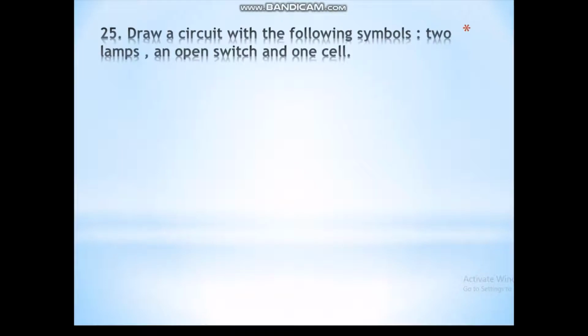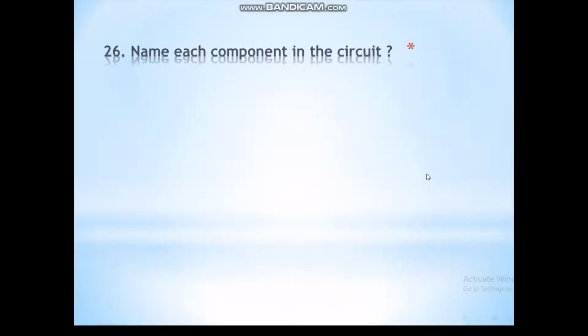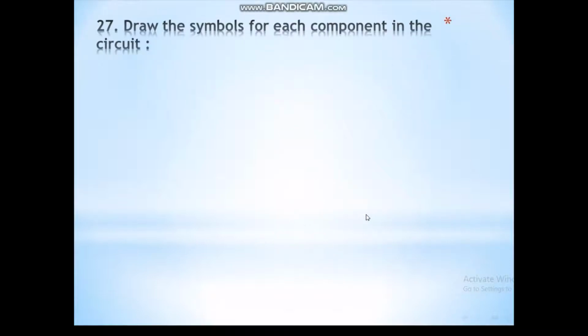Question number 25. Draw a circuit with the following symbols: 2 lamps, an open switch, and 1 cell. The circuit would look like this. These are the 2 lamps, this is the open switch, and this is the cell. Number 26. Name each component in the circuit. The main components, or the components that we know for circuits, are cell, lamp, wire, buzzer, motor.